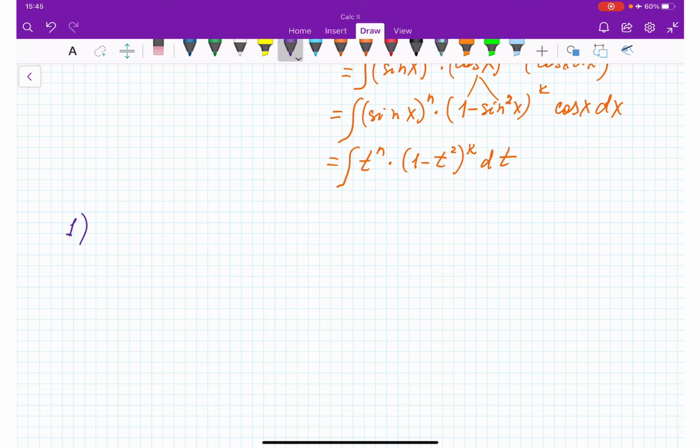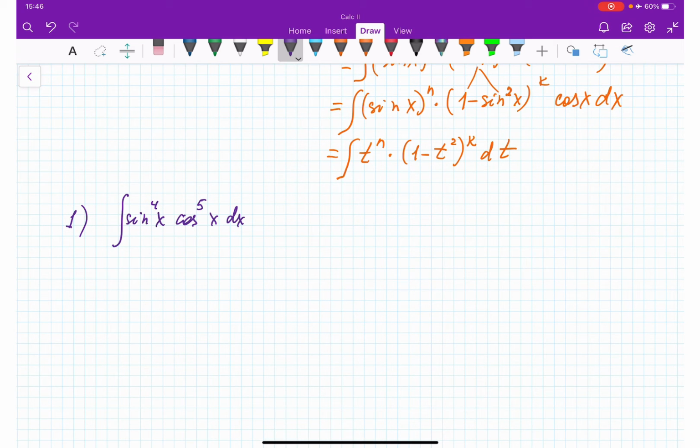Question number 1. We have sine x to power 4. Okay, so since we have at the substitution t is equal sine x, remember we did with this template, t is equal sine x, and dt is equal cosine x dx.